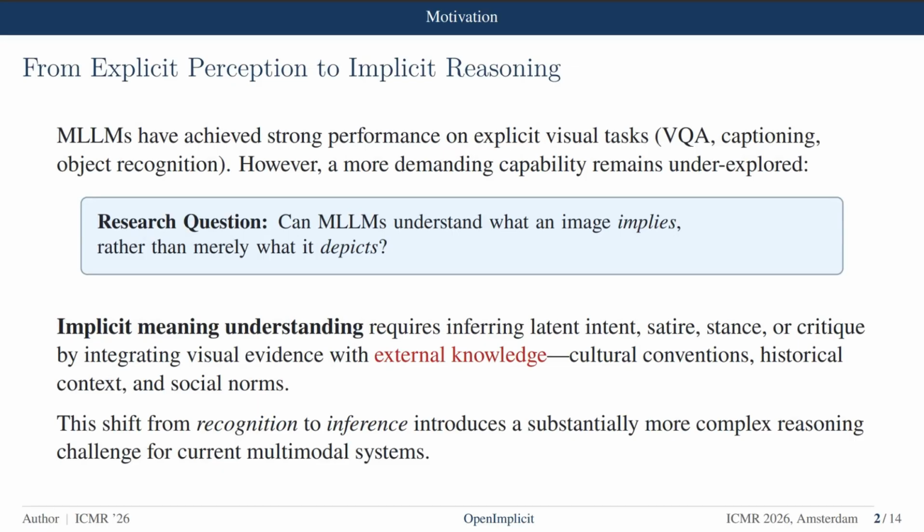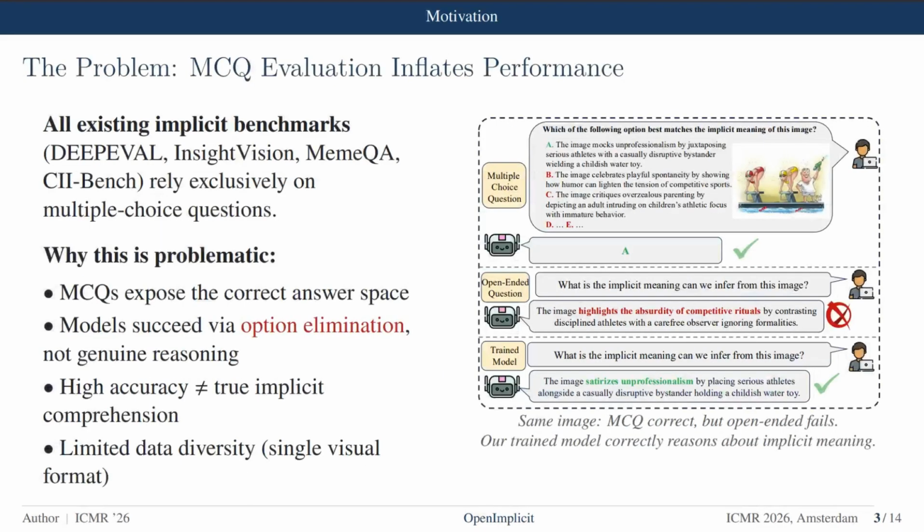depicts. Implicit meaning understanding requires models to infer latent intent, satire, stance, or critique by integrating visual evidence with external knowledge including cultural conventions, historical context, and social norms. This raises our core research question: can MLLMs truly understand what an image implies?